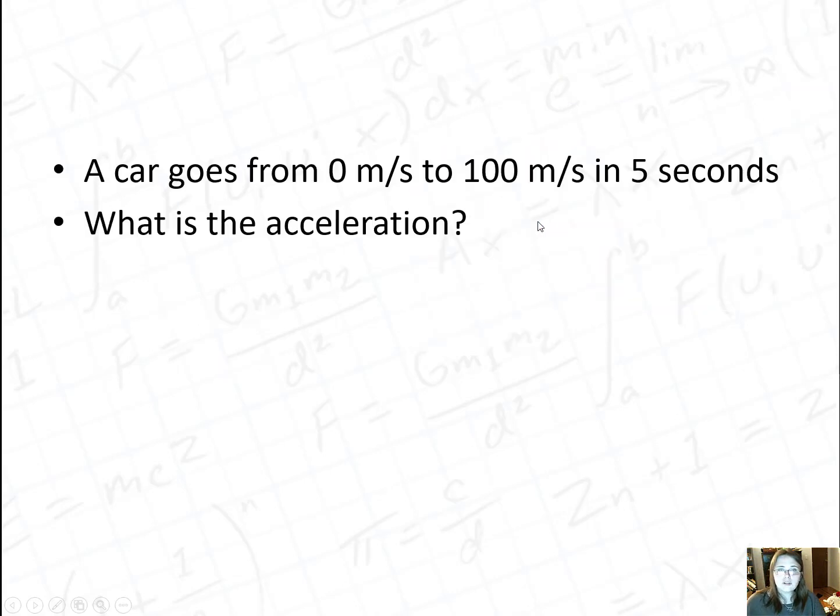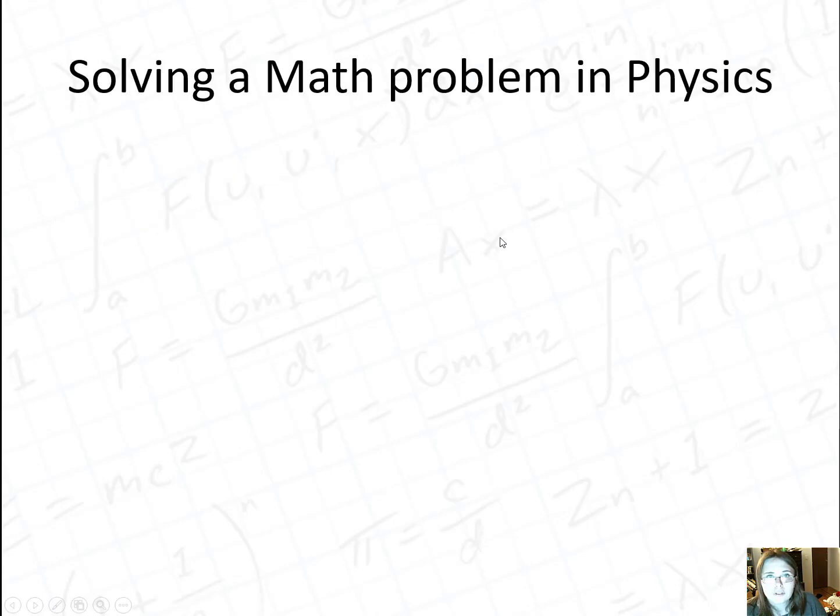Okay, so here's our first problem. It says a car goes from 0 meters per second to 100 meters per second in 5 seconds. What is the acceleration? Well, we need a strategy first.